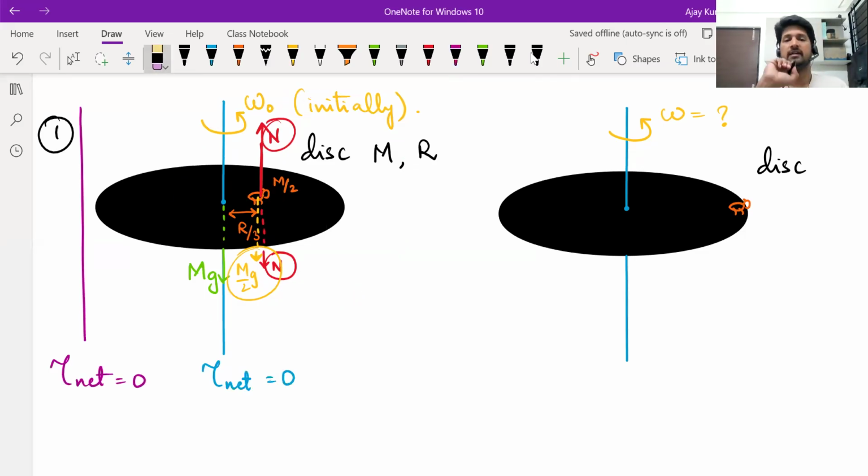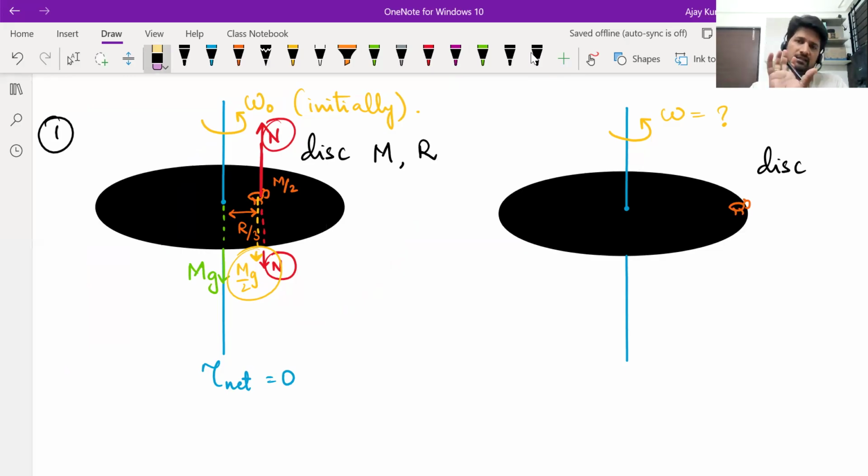But the problem is that we don't know how to express angular momentum about that axis. As of now, we have only learned how to express angular momentum about the axis of rotation of a system. That purple line that I have drawn is not the axis of rotation. It's a random axis about which net torque is 0, but we cannot express angular momentum. So that problem will be there. So we won't be considering any other axis. We'll only consider the axis passing through the center of the disk.